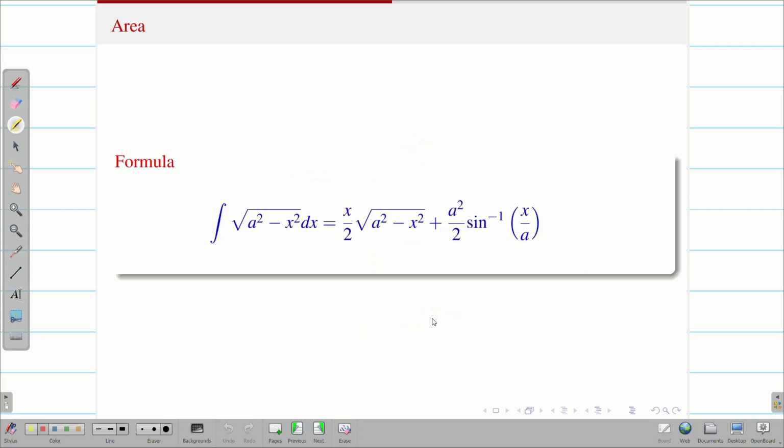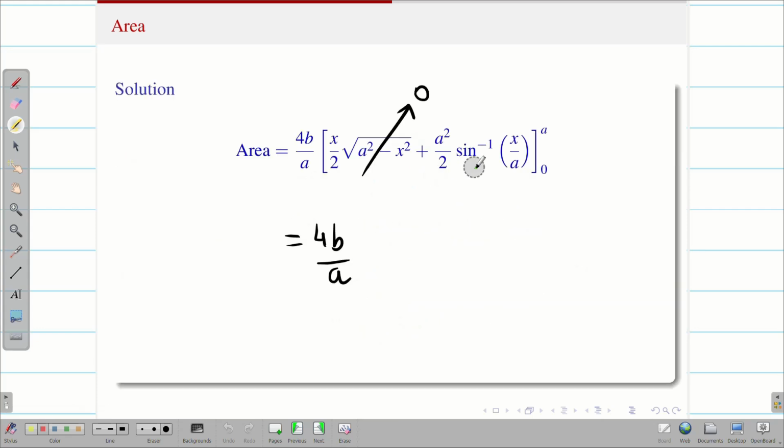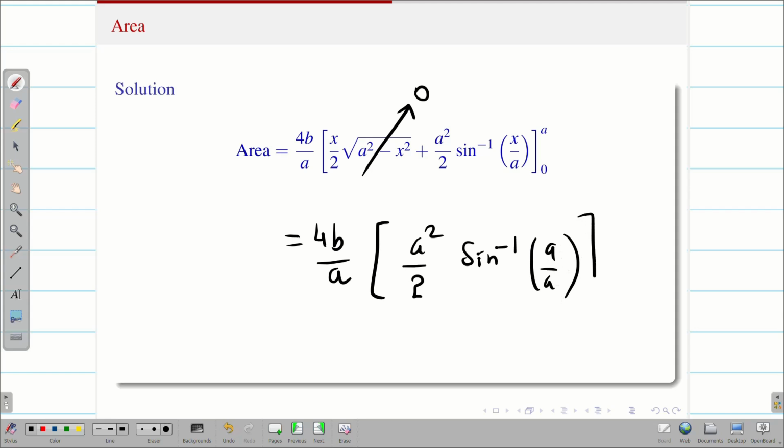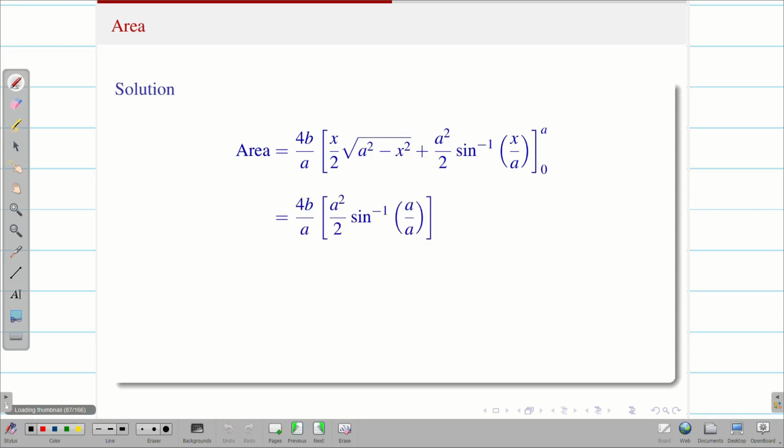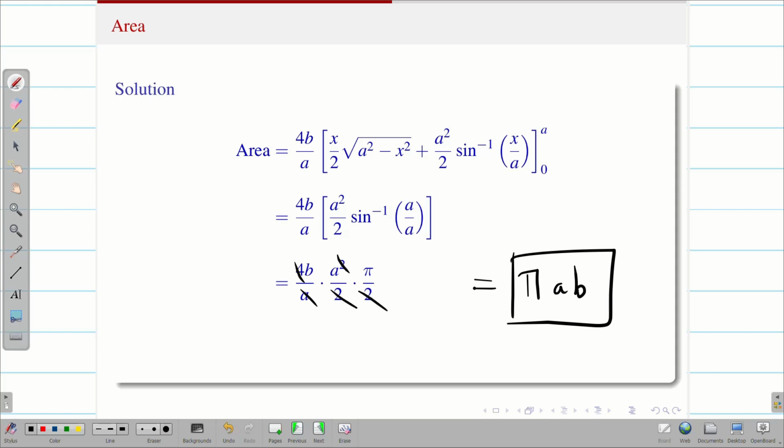Now, as usual, use this formula. Applying upper and lower limit, the first term is 0, and then a square by 2 sine inverse of a by a for the upper limit. Lower limit is 0. So it is going to be 90 degrees, sine inverse of 1. So I have to write in radian, pi by 2. Now a gets cancelled, 2 gets cancelled with 4. Therefore my area of ellipse is pi a b.